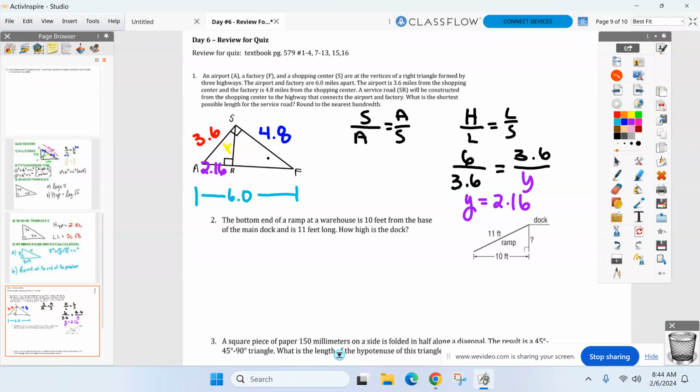What is that, by the way? What's RF going to end up being? 3.84? There we go. So I used Hill to find both segments. Now let's head back. Go ahead, head back to SAS. I got it now. 2.16 over altitude equals altitude over the other segment, 3.84. Don't round until the end.